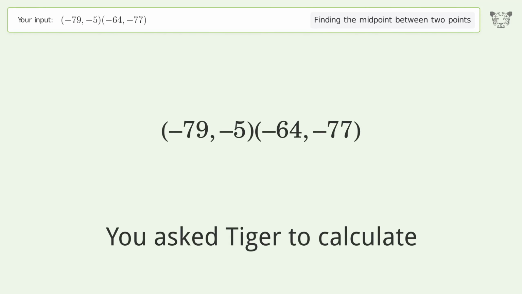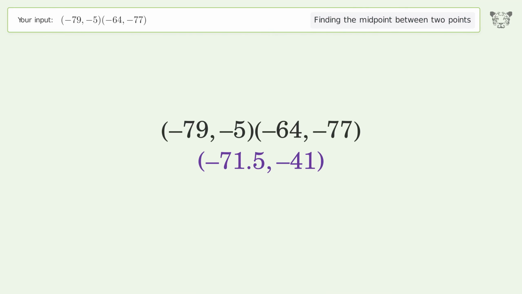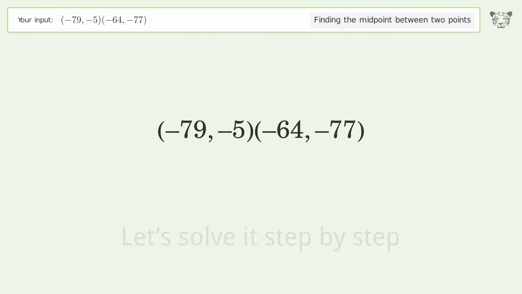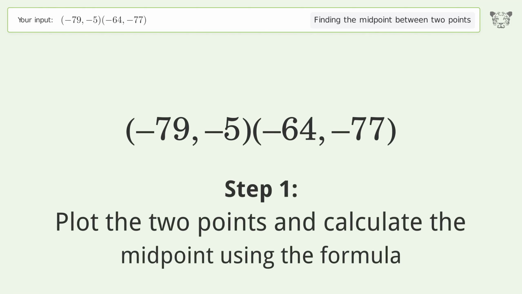You ask Tiger to calculate. This deals with finding the midpoint between 2 points. The midpoint between the 2 points is negative 71.5, negative 41. Let's solve it step by step. Plot the 2 points and calculate the midpoint using the formula.